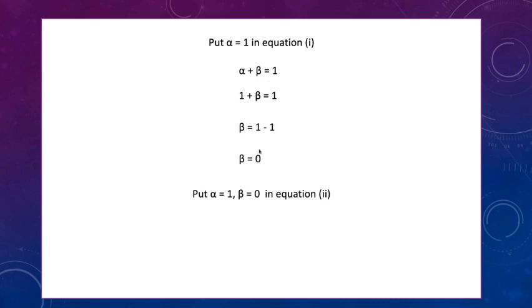Now we have alpha is equal to 1 and beta is equal to 0. We will put these two values in equation number 2. Equation number 2 is alpha beta is equal to p square. We put the values of alpha is equal to 1 and beta is equal to 0. We get p square is equal to 0, and p is also equal to 0. This is your required answer.